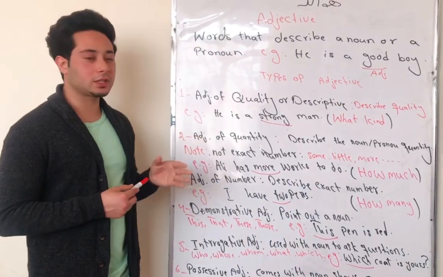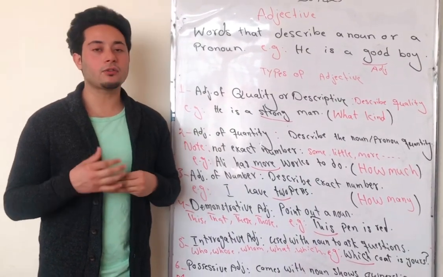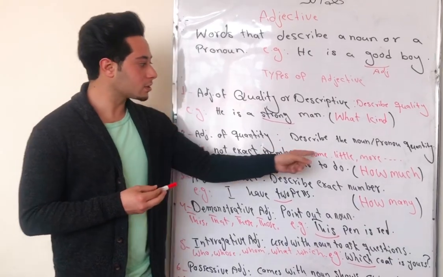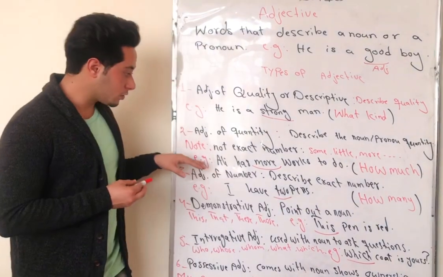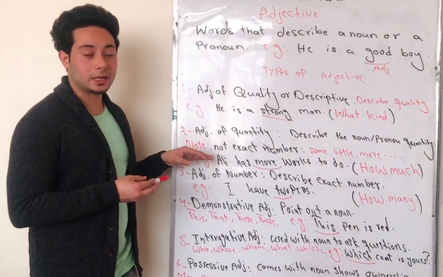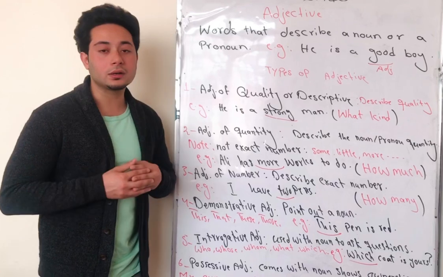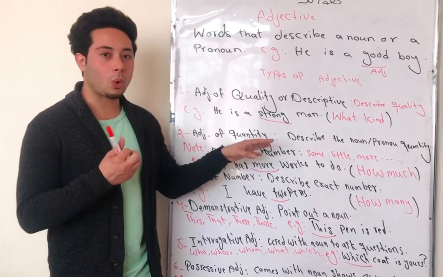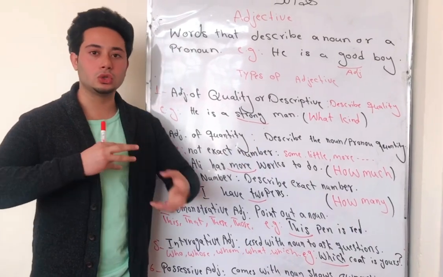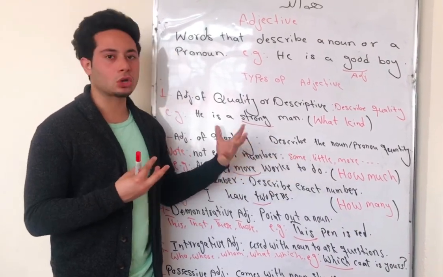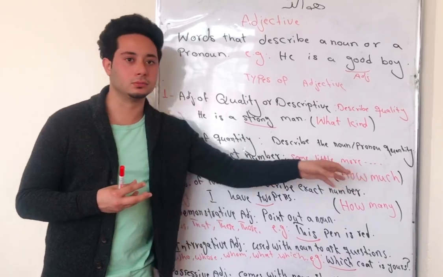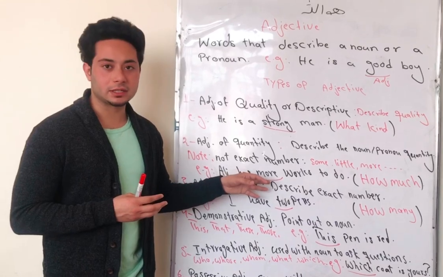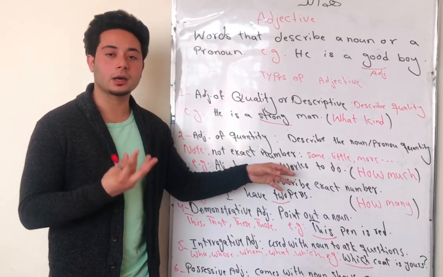The second kind of adjective is called adjective of quantity. Adjectives of quantity are those adjectives that talk about the quantity of a noun, and they answer the question: how much? There is also a note for adjectives of quantity. We cannot talk about the exact number of nouns. We only talk about quantities, and we can only use measure words, for example, some, little, and also more. For example, Ali has more work to do. In this sentence, more is an adjective because it precedes the noun and talks about the quantity of the noun.